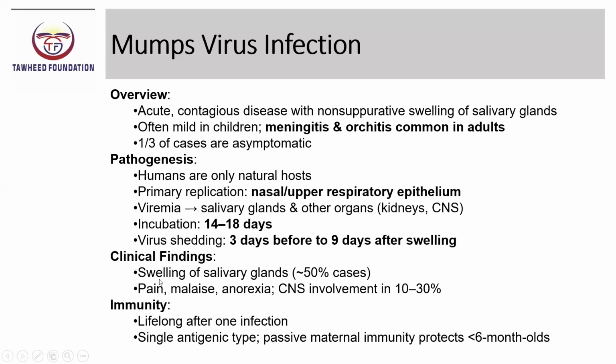Clinical findings. At least one-third of all mumps infections are subclinical, including the majority of infections in children under 2 years of age. The most characteristic feature of symptomatic cases is swelling of the salivary gland, which occurs in about 50% of patients. Immunity. Immunity is permanent after a single infection. There is only one antigenic type of mumps virus and it does not exhibit significant antigenic variation.